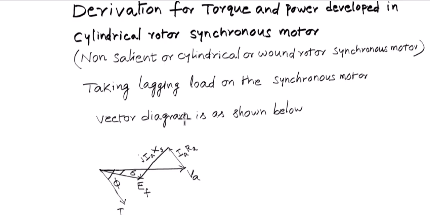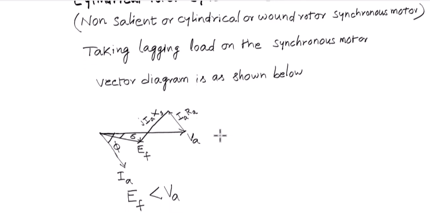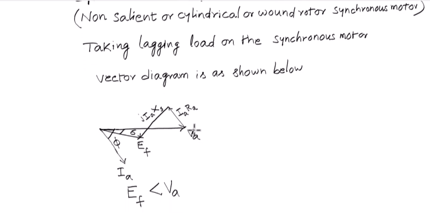That is, the vector diagram is as shown below. Here VA is the applied voltage per phase to the stator and EF is the excited voltage in the stator, and IA is the stator current. This is also called the armature current. RA is the stator resistance per phase. This is also called armature resistance per phase. And XS is the synchronous reactance of the synchronous motor.